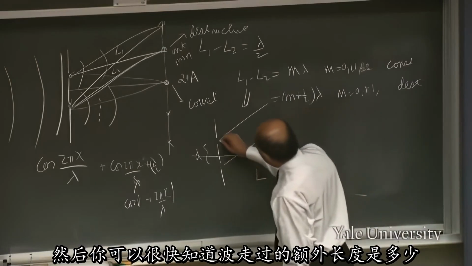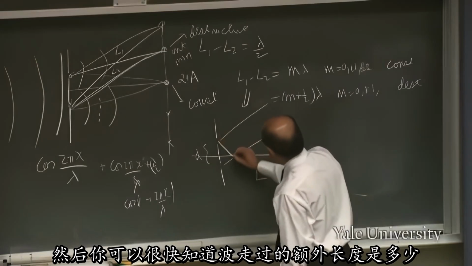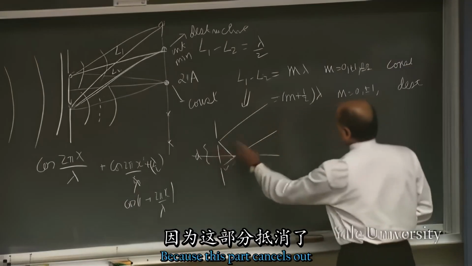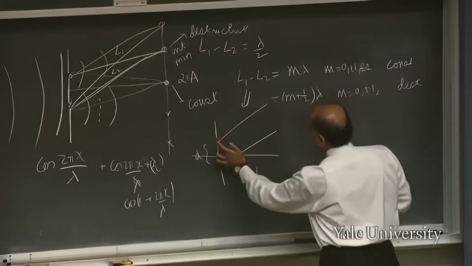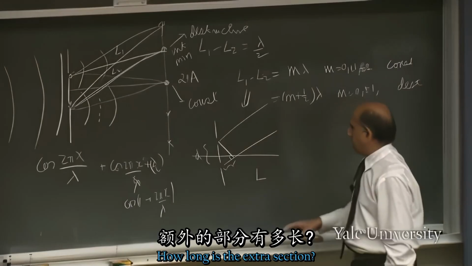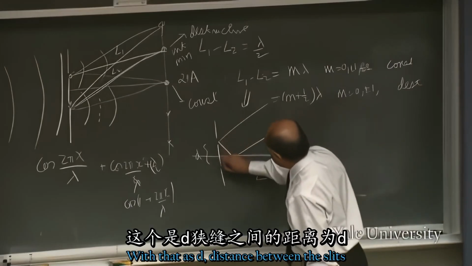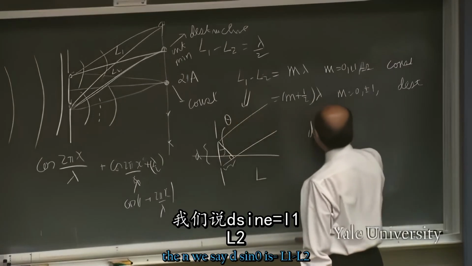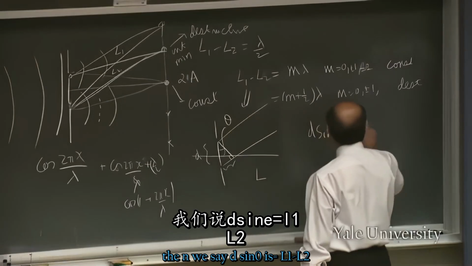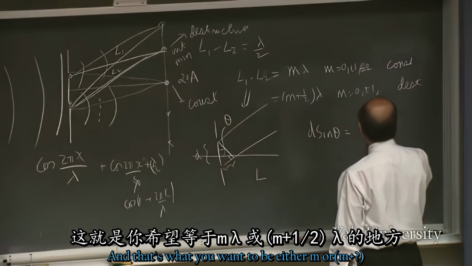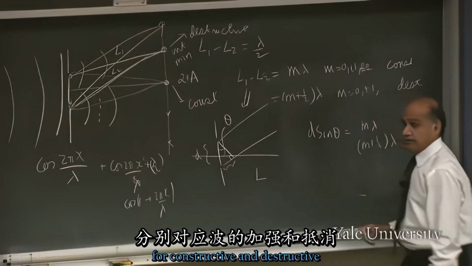Then you can tell very easily that the extra length traveled by this wave is just this part here. Do you see that? Because this part cancels out. So drop a perpendicular here. Those two are equal in length going out to infinity. That's the extra section. How long is the extra section? Well, that is d, the distance between the slits. If that angle is theta here, then we say d sine theta is equal to L1 minus L2. And that's what you want to be, either m lambda or (m plus 1/2) lambda for constructive and destructive.